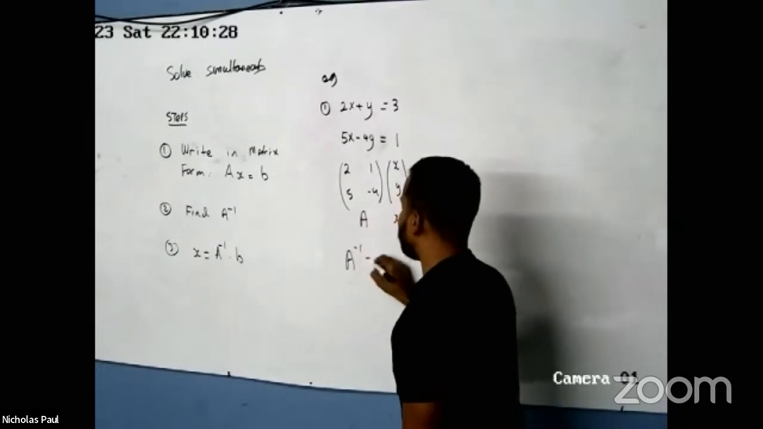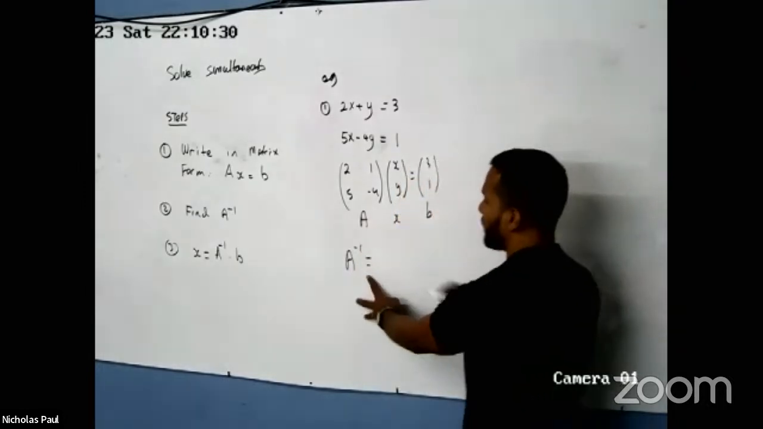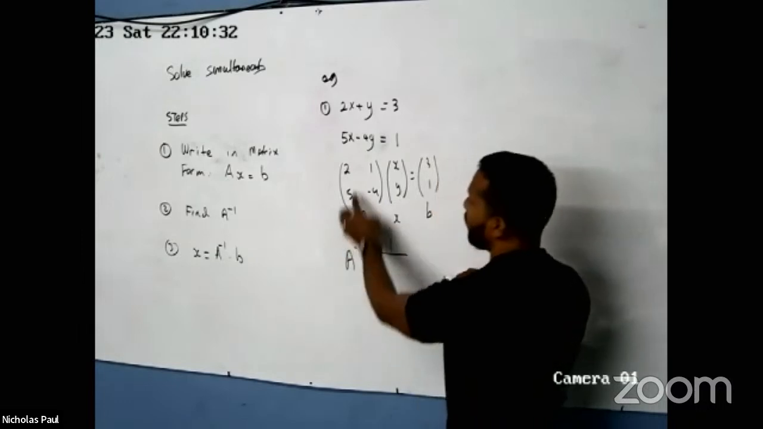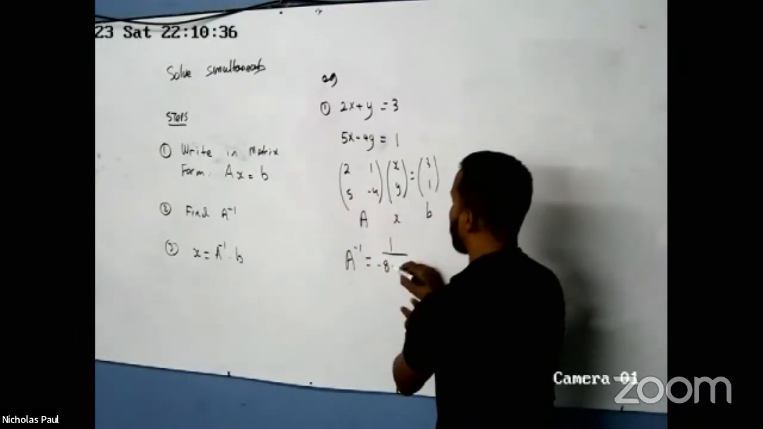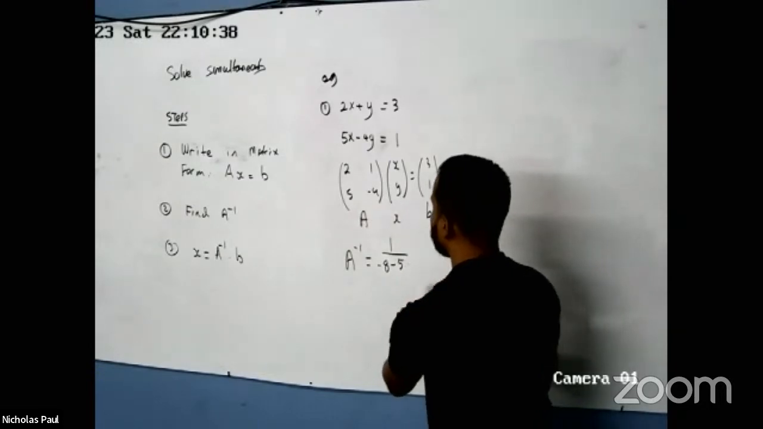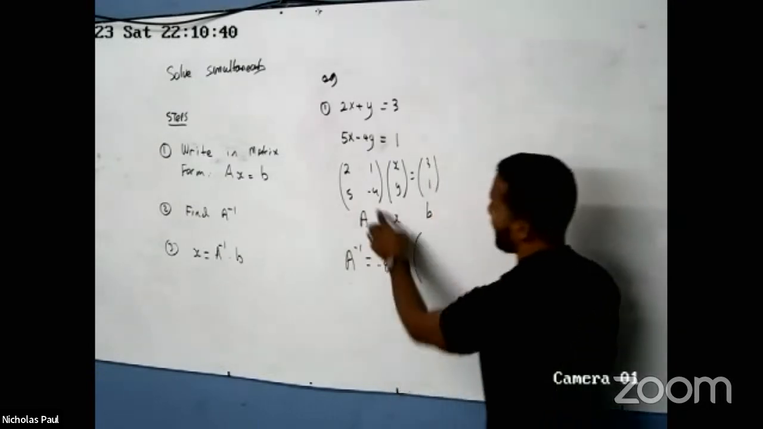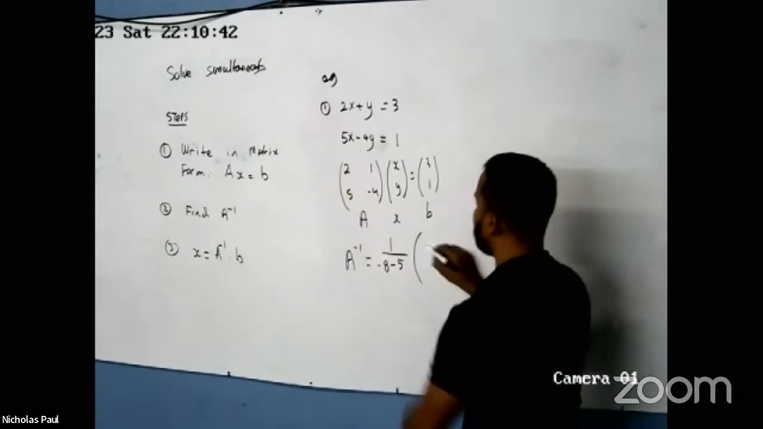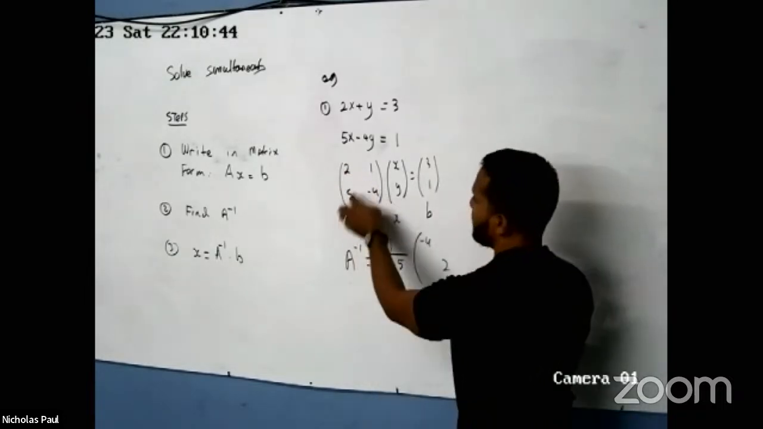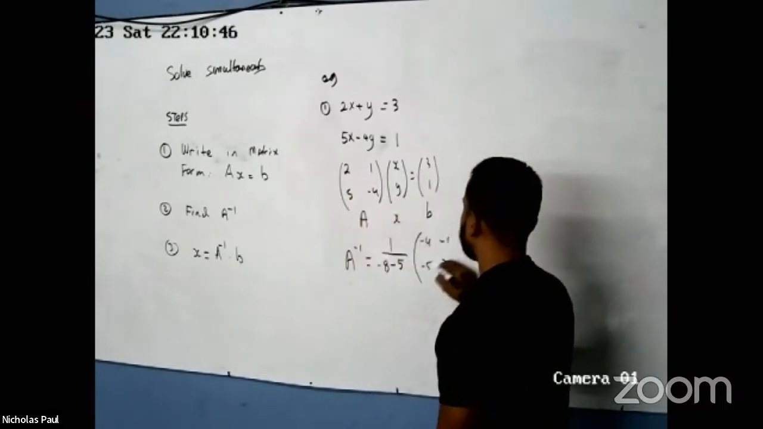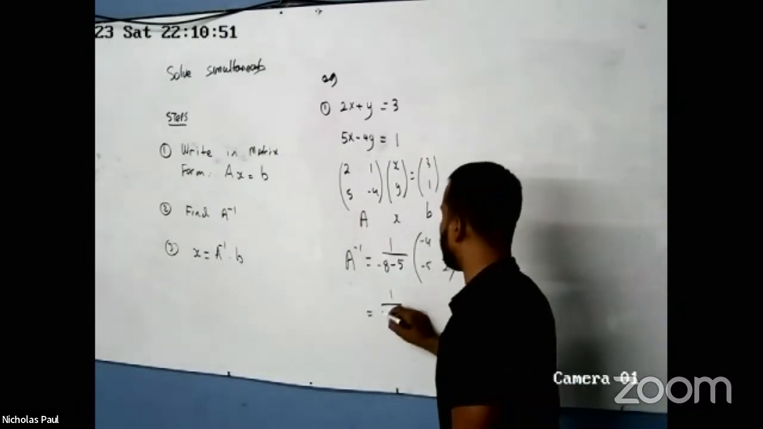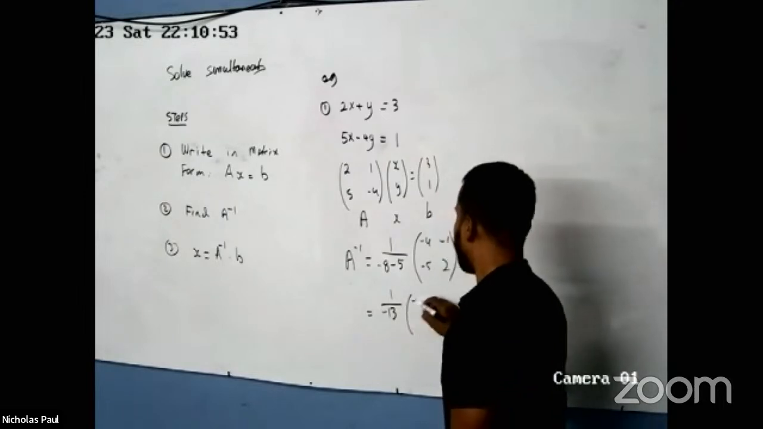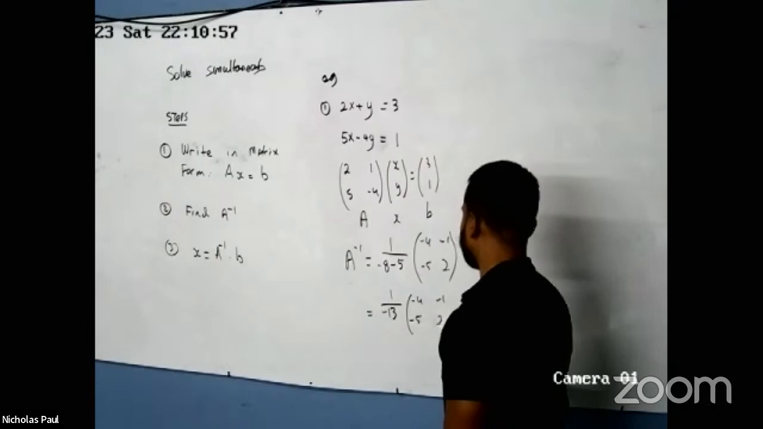So we need to find A inverse. A inverse is 1 over 2 by -4, which is -8, minus 1 by 5, which is -5. And then we multiply it by the adjoint. So we're switching this around, and we're changing the signs here. That's okay? So you'll end up with 1 over -13 by -4, -1, -5, 2.